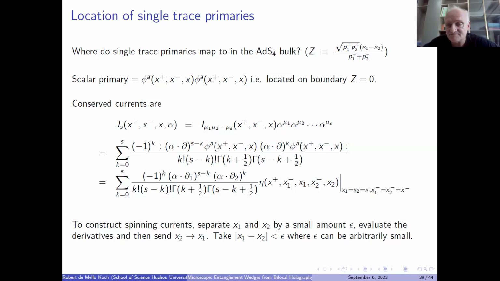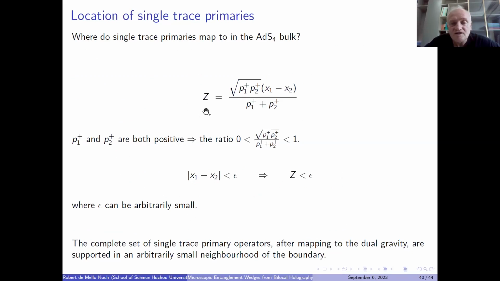What about the spinning primaries? Well, the formula for the spinning primary is a sum over derivatives, a different number of derivatives on each field, and there's some coefficient which depends on the number of derivatives acting on each field. In order to express this in terms of the bilocals, you can separate the two fields by a small amount, perform the derivatives with respect to the x1s or the x2s, and after you perform the derivatives, set the x1s equal to the x2s. To be able to do that, you only need to separate x1 and x2 by an arbitrarily small amount. So we can still require that the modulus of x1 minus x2 is less than epsilon, and we can pick epsilon to be as small as we like.